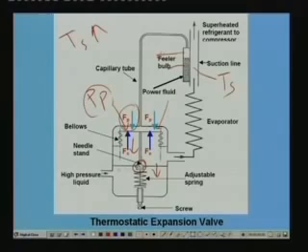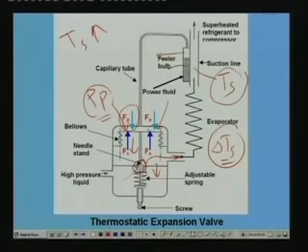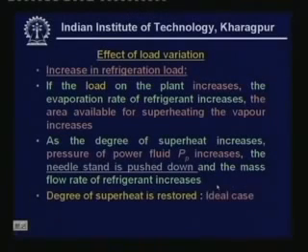Once this is pushed down, you can see that the area available for refrigerant flow increases. Once the area available for refrigerant flow increases, more refrigerant enters the evaporator. Once more refrigerant enters the evaporator, this temperature reduces because the degree of superheat reduces. Once the degree of superheat reduces, this pressure also reduces. So it comes back to the original pressure. Again the degree of superheat delta Ts is restored, and this is the ideal case, right?